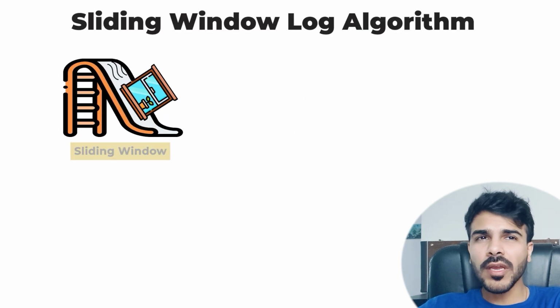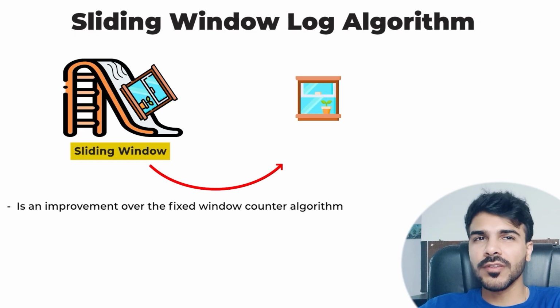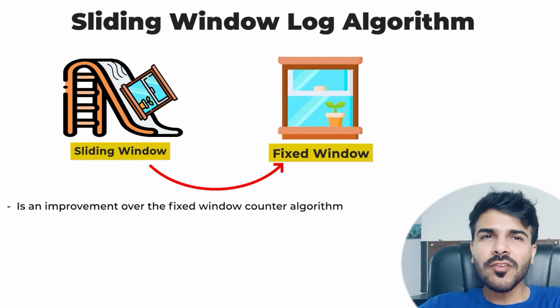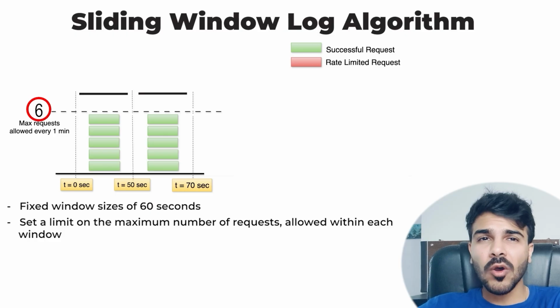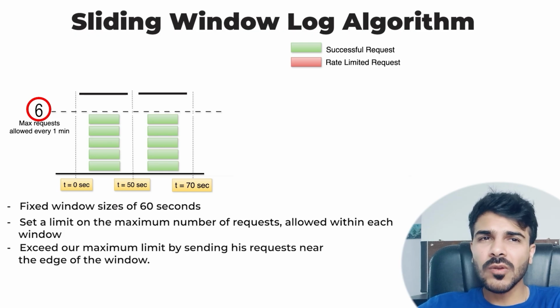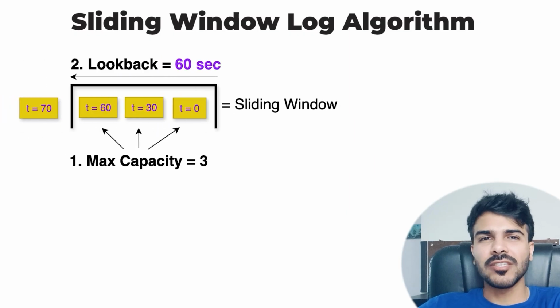The sliding window log algorithm is an improvement over the fixed window counter algorithm. You might remember from the lecture on the fixed window counter algorithm that we had fixed window sizes of 60 seconds, and then we had set a limit on the maximum number of requests that are allowed within each window. Now it worked nicely, except for an issue where someone could exceed our maximum limit by sending their requests near the edge of the window.